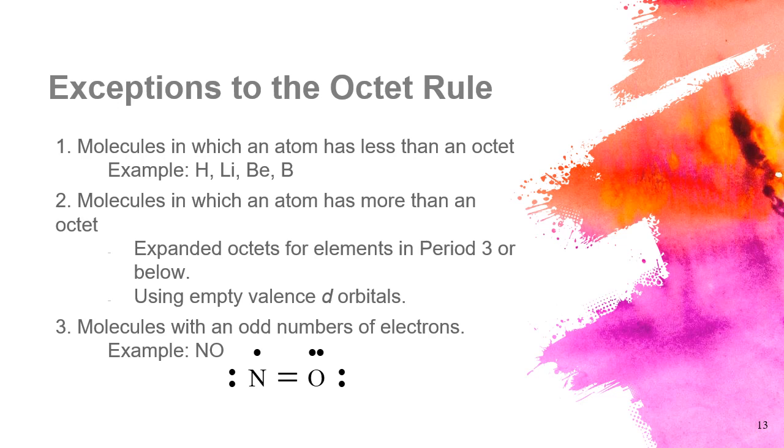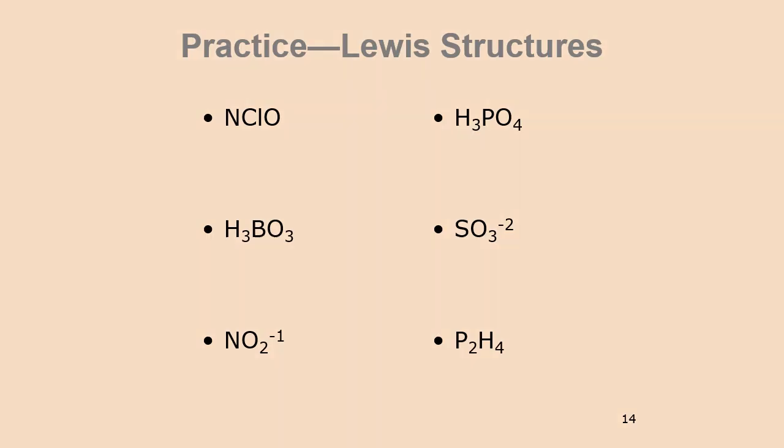Molecules in which an atom has more than an octet, yes. For example, phosphorus. Okay, we call it expanded octets for elements in period 3 or below, because they use empty valence d orbitals. We are going to discuss this later. Okay, and then molecules with an odd number of electrons, for example NO. Okay, so these are the exceptions to the octet rule.